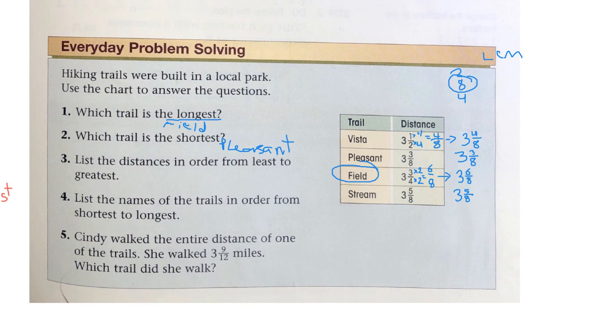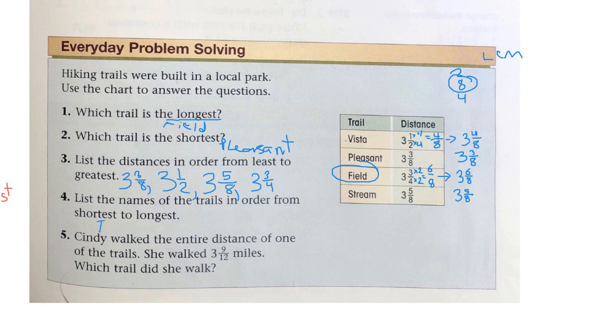List the distances in order from least to greatest. So we've got Pleasant, 3 and 3/8. And we know Field is the longest, so which one is next? Looks like Vista's next, which was originally 3 and 1/2. Then Stream, 3 and 5/8. And Field was the longest with 3 and 3/4. List the names of the trails in order from shortest to longest.